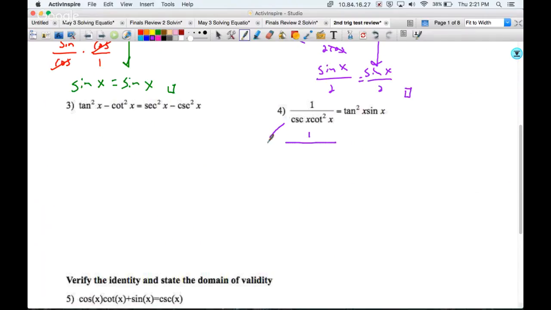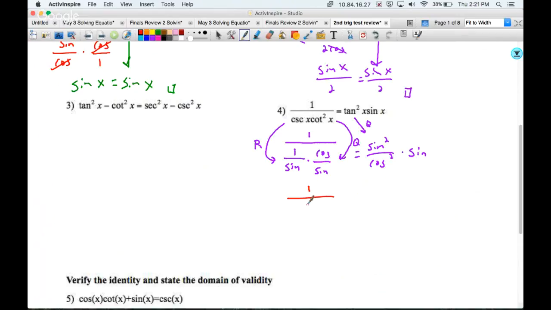First thing I'm going to do is a reciprocal identity on cosecant to make it 1 over sine. A quotient identity on cotangent to make it cosine over sine. A quotient identity on tangent squared to make it sine squared over cosine squared. Notice the squared carries. And then sine we'll just leave as sine. Notice I've stopped writing the x's. That's just to save myself a little bit of time. Let's combine by multiplying straight across.